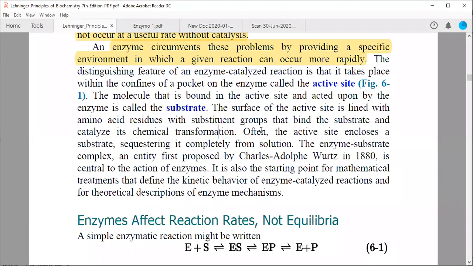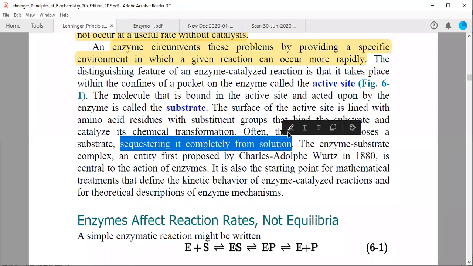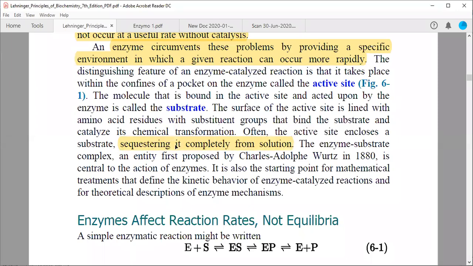Often the active site encloses the substrate, sequestering it completely from the solution. So this is also very important. It is not only able to bind it, it is sequestering it, removing the substrate from the aqueous environment. Because we know in the cell there are lots of different proteins within the cell cytoplasm, they can interfere with the catalysis. Therefore, it will sequester the substrate from the solution.